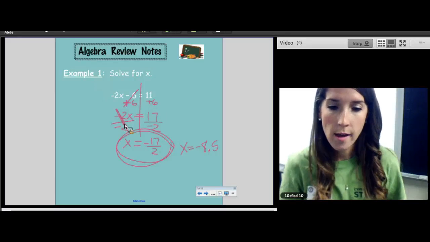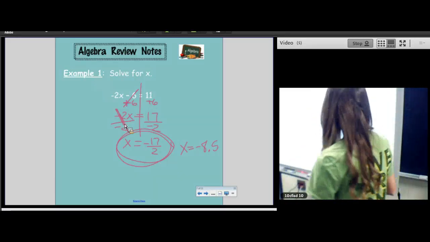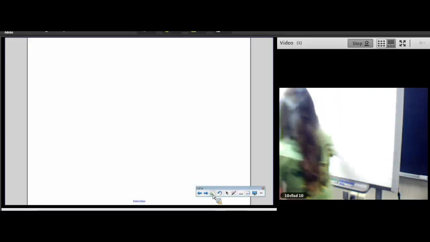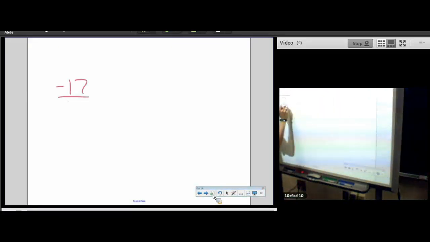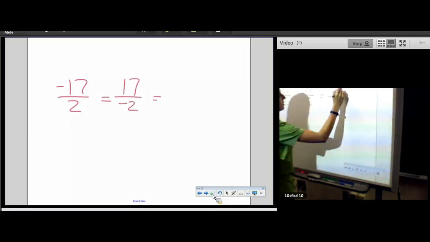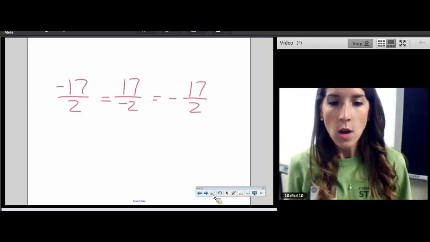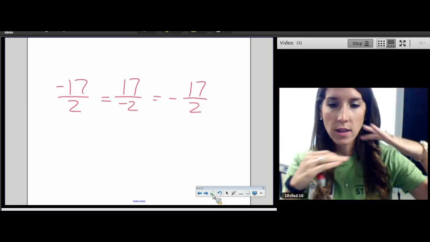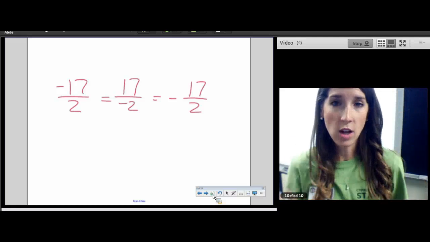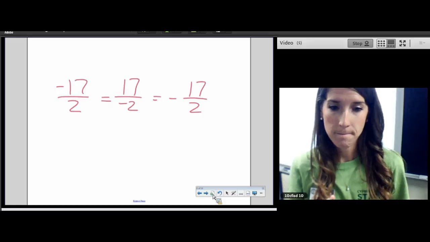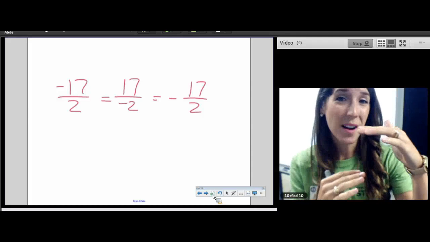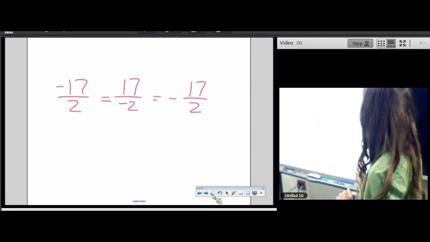Okay? One more thing I just want to go over. I want to make sure we're all on the same page on this. Negative 17 halves is the same as negative 17 halves, which is the same as, I just want to make sure we all are okay with that. Whether you put the negative in the numerator, in the denominator, or out front, it's all the same thing. All of those are equal. Now, if you put a negative on the top and the bottom, then it's not equal. That's a different story. They cancel.